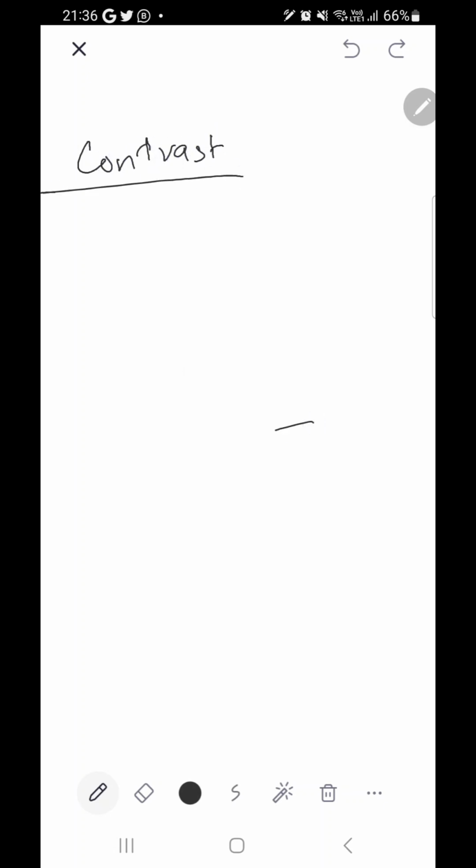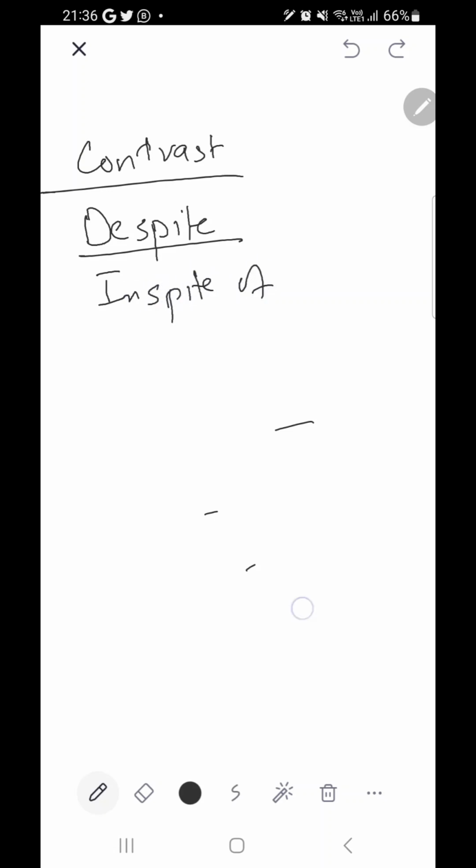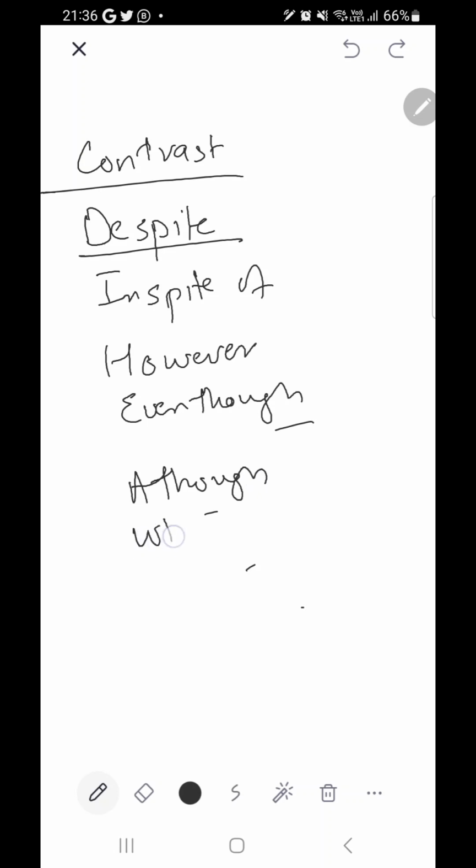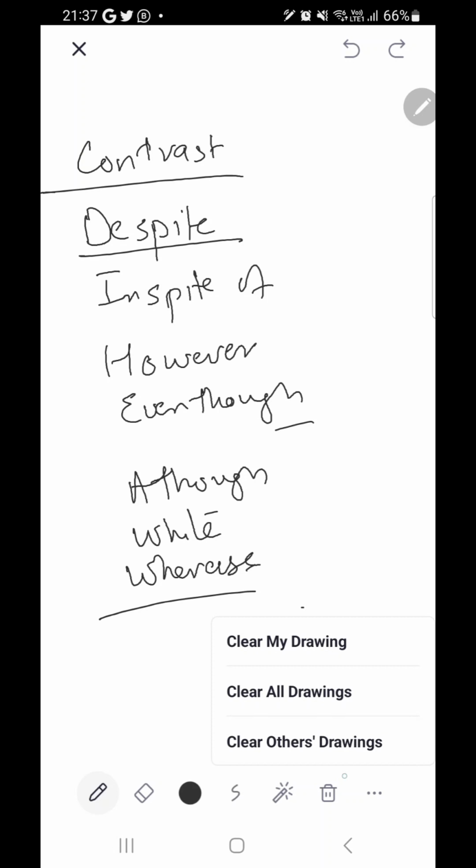When we have to show contrast between two pieces of information, we can use a few words such as despite, in spite of, however, even though, although, where, while, whereas. Now, these are the signal markers when we have to have a contrast between two things. Tomorrow, inshallah, in class, we will be discussing how to write the different clauses in the grammar class, but this is just to give you a brief idea.